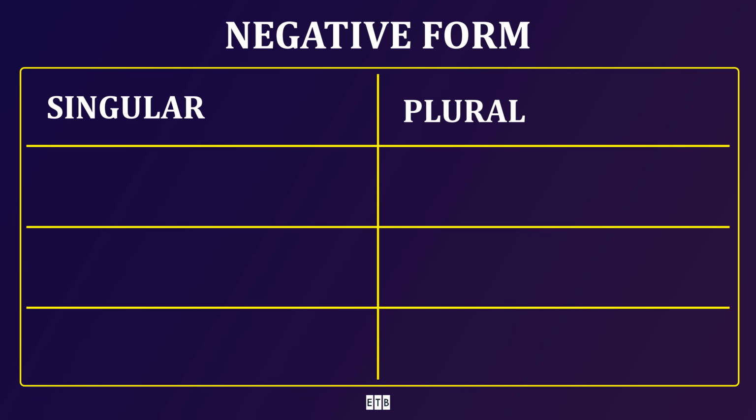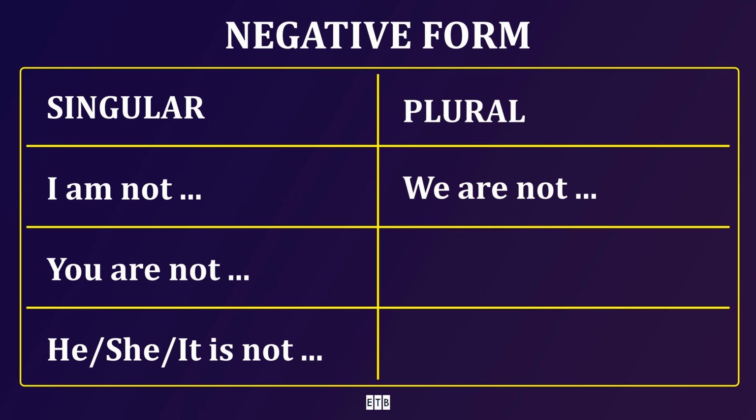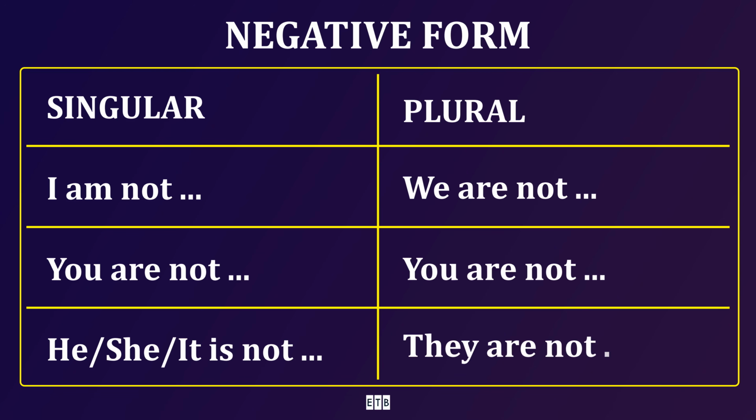To make a negative sentence, simply add not directly after the verb. No don't or doesn't needed. I am not. You are not. He is not. She is not. It is not. We are not. You are not. They are not.